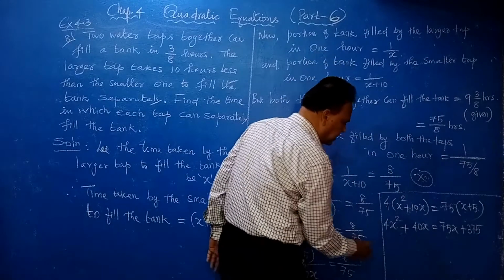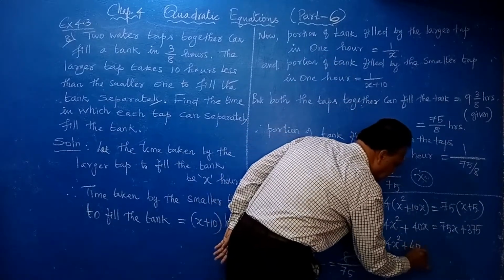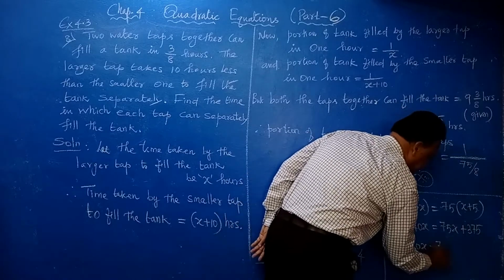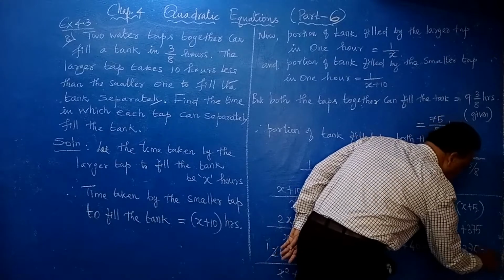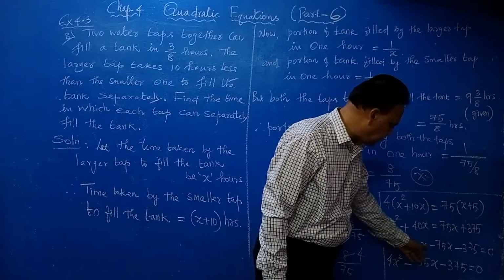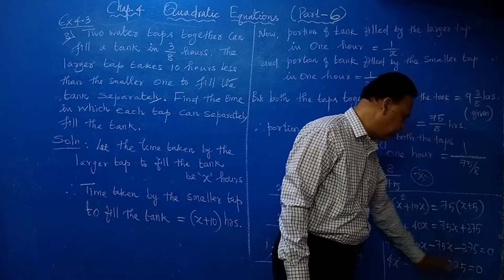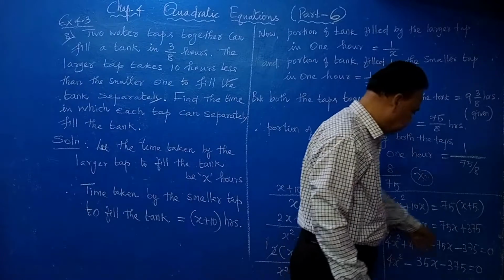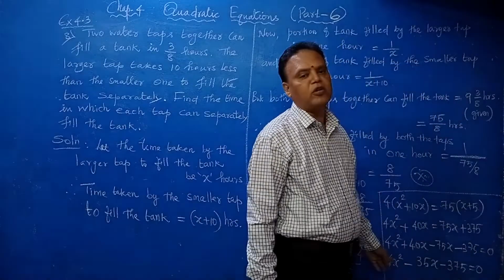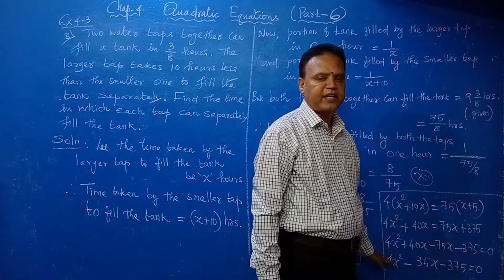Now bring everything to this side. Therefore, 4x squared plus 40x minus 75x minus 375 equal to 0. 40x minus 75x is minus 35x, minus 375 equal to 0. Now we have to factorize this one. Or you can use the quadratic formula also. But the best method is the factorization method.